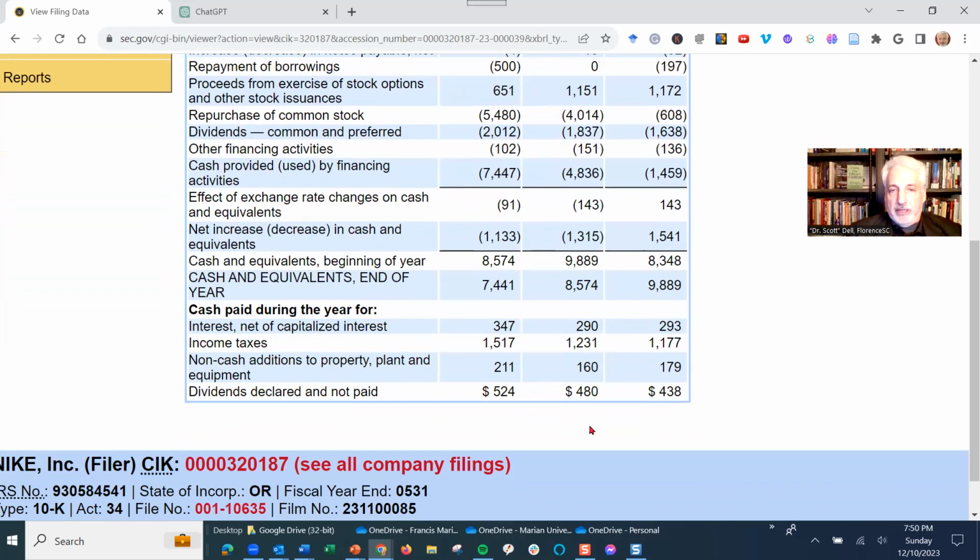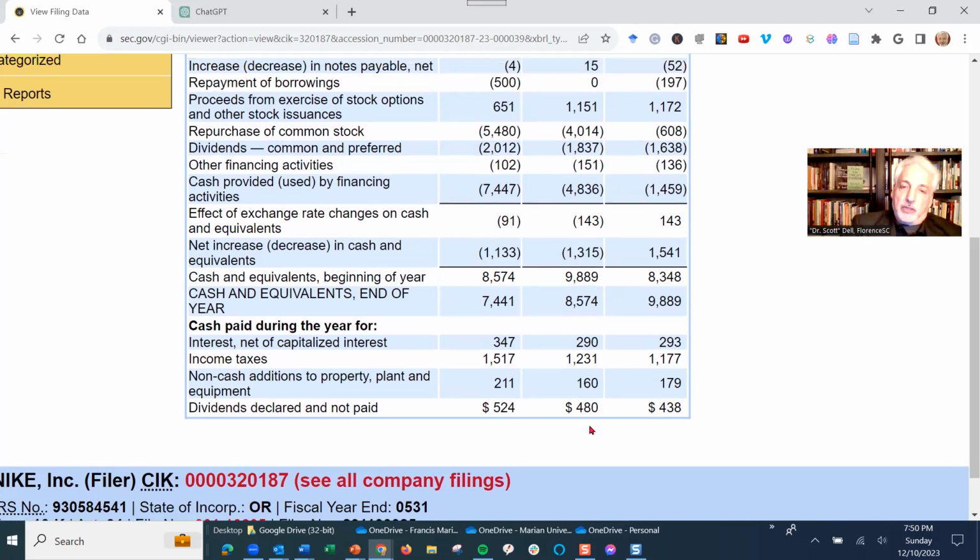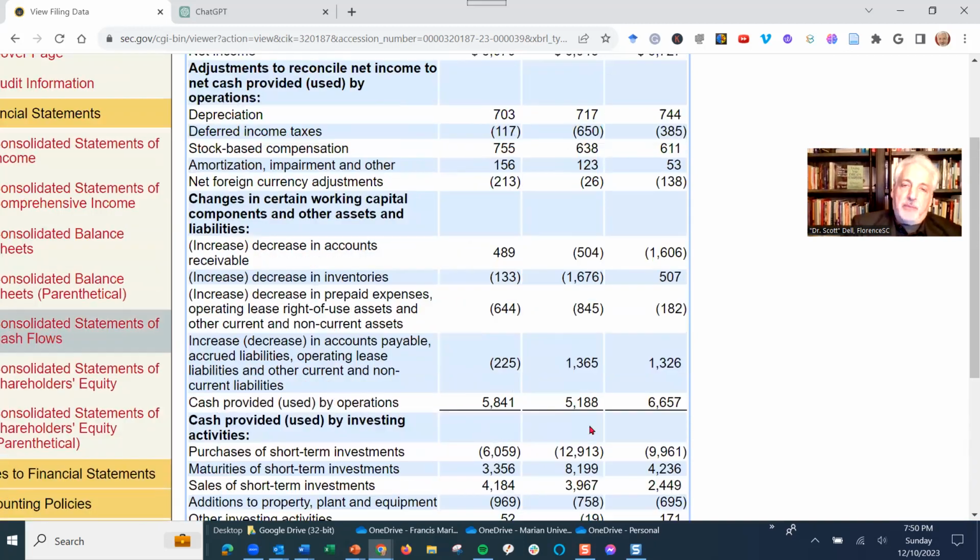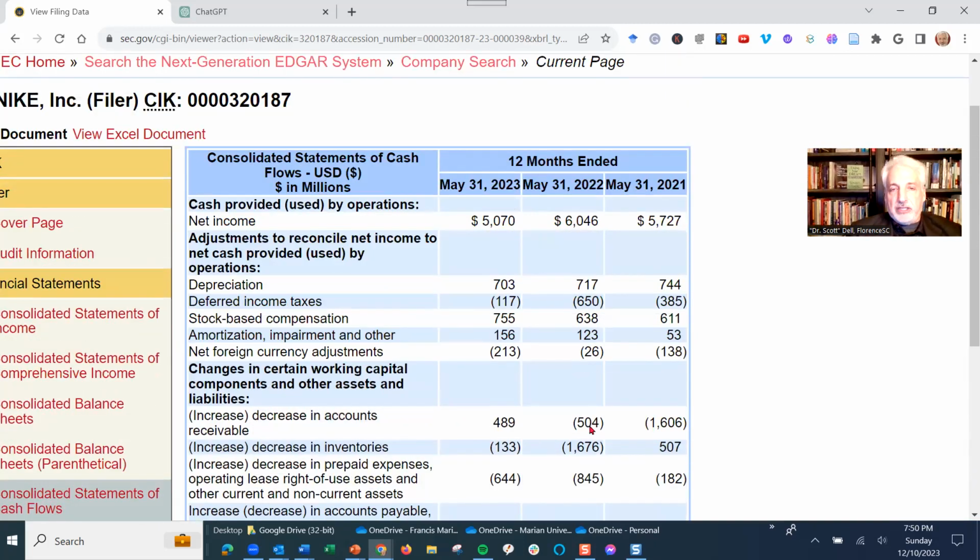Ending last year, 8,574, I bet that's the balance sheet, and 7,441, that's also on the balance sheet for the current year. And our net income, $5,070,000,000, better match our net income on the income statement. So that's a live demonstration of the cash flow statement.